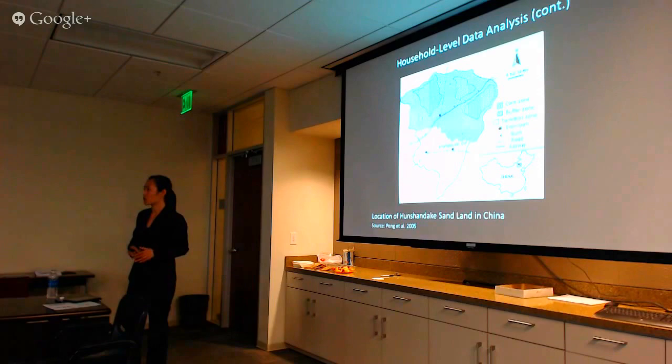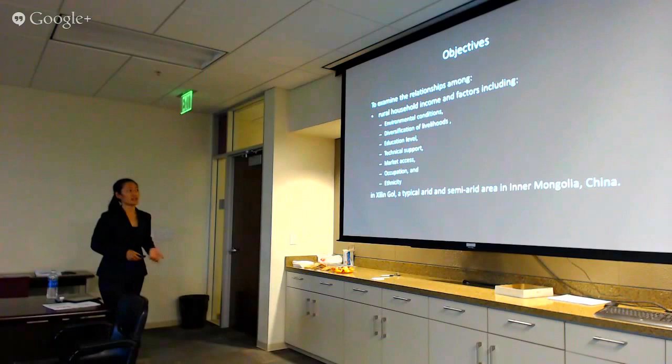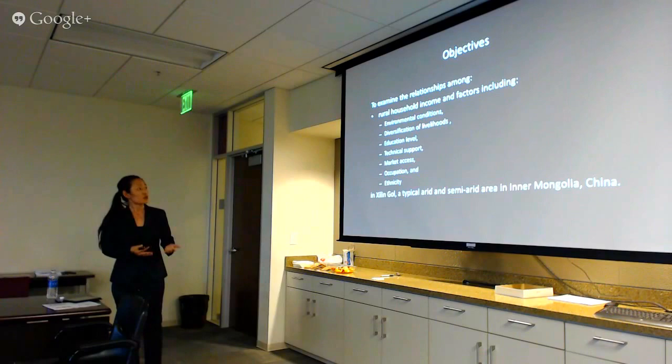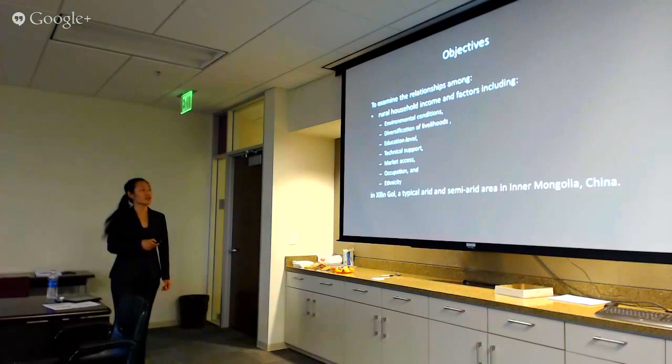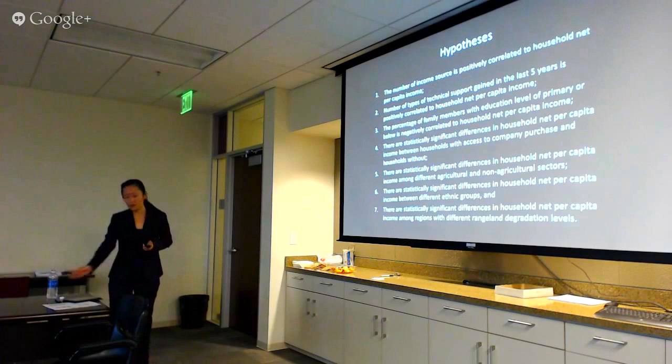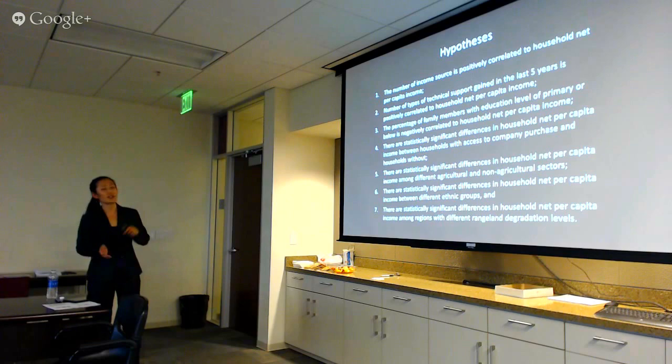sandstorm sources to Beijing. So my objective is to examine the relationships among rural household income and these social economic factors, including environmental conditions, diversification of livelihoods, education level, technical support, market access, occupation, and ethnicity. Pairing with each of those objectives, I have 7 research hypotheses here.